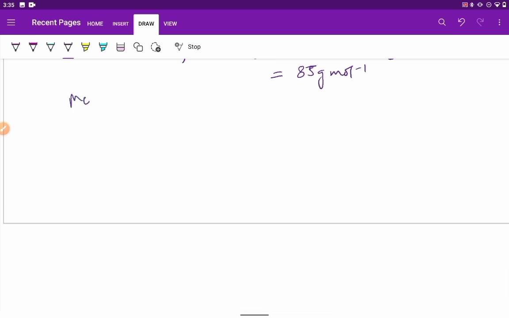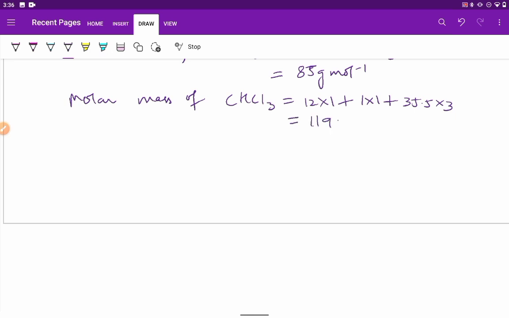Next, molar mass of CHCl3: 12 into 1 plus 1 into 1, plus 35.5 into 3. We get it as 119.5 gram per mole.